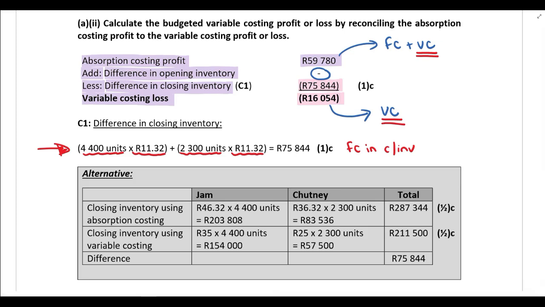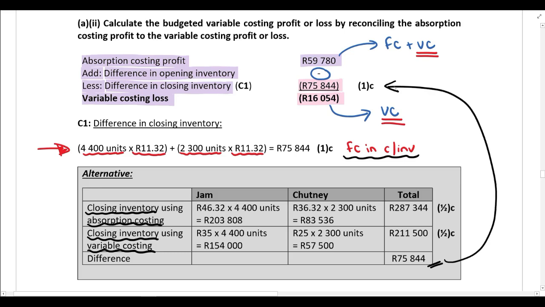Then you can see as an alternative, instead of calculating just the fixed costs in closing inventory, you can calculate what closing inventory would be if absorption costing is used versus what closing inventory will be if variable costing is used. And you can then calculate the difference between the two. And obviously, you can see, guys, you come back to exactly the same answer. Let's just quickly have a look at this calculation.